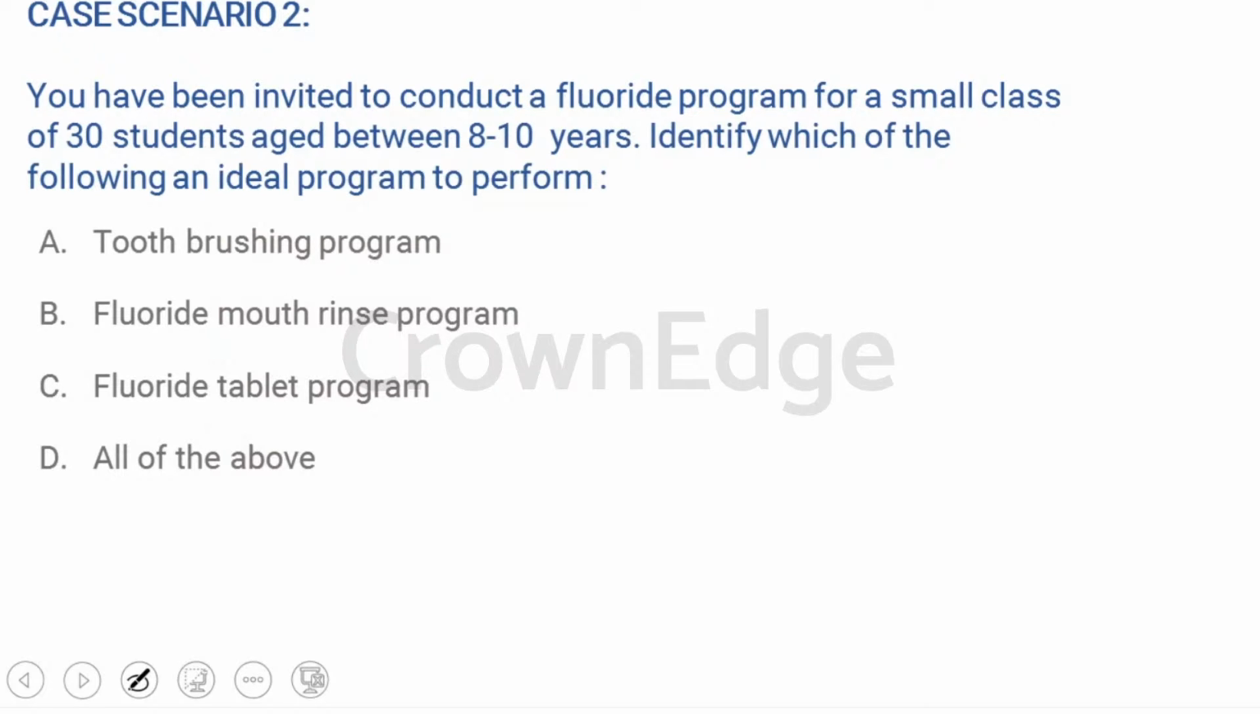A, toothbrushing program, B, fluoride mouth rinse program, C, fluoride tablet program, and D, all of the above. Actually, the D should have been any of the above. So you can choose any of these programs, or you could choose any two of these programs depending upon the children.